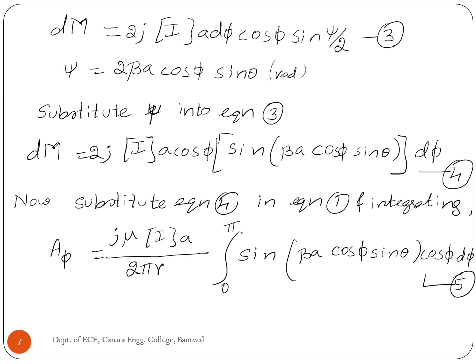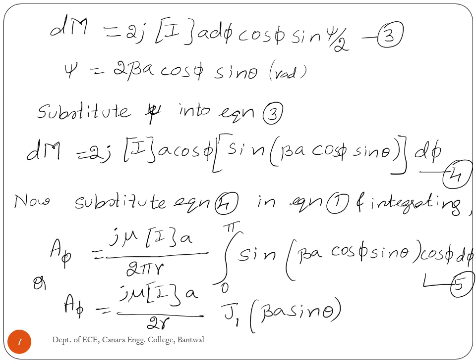Or the same equation can be written as Aφ is equal to jμIa divided by 2r J1 of (βa sin θ), where J1 is a Bessel function of the first order and of argument βa sin θ.